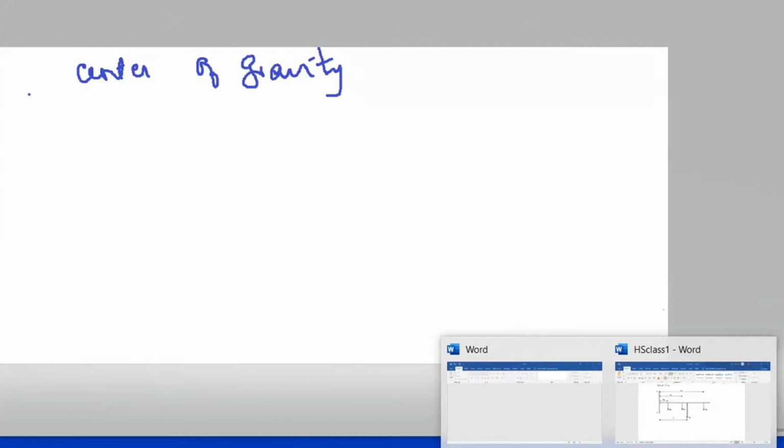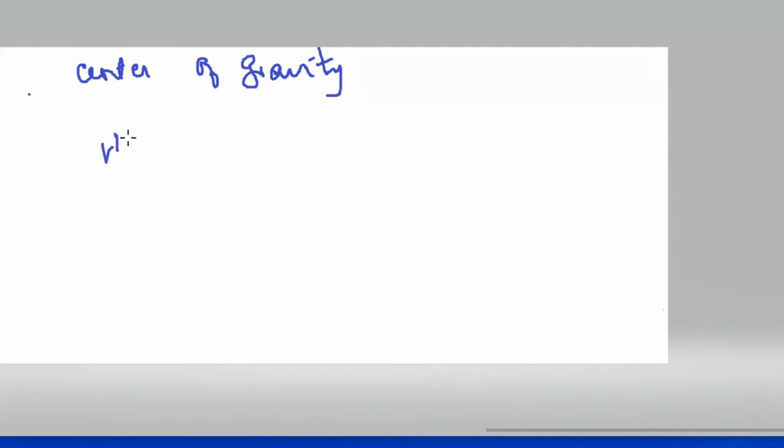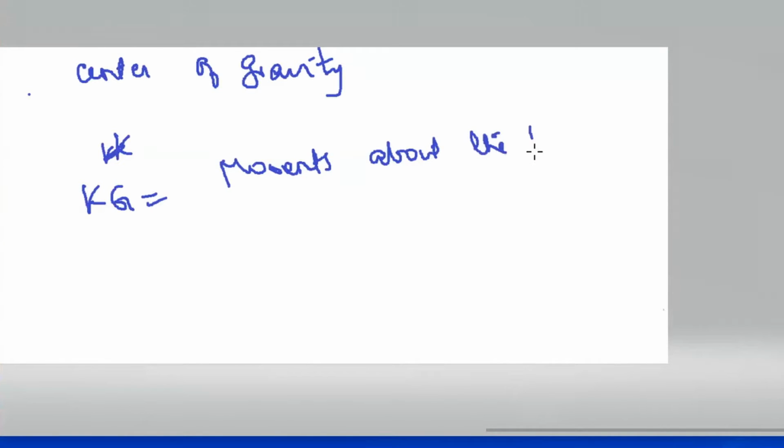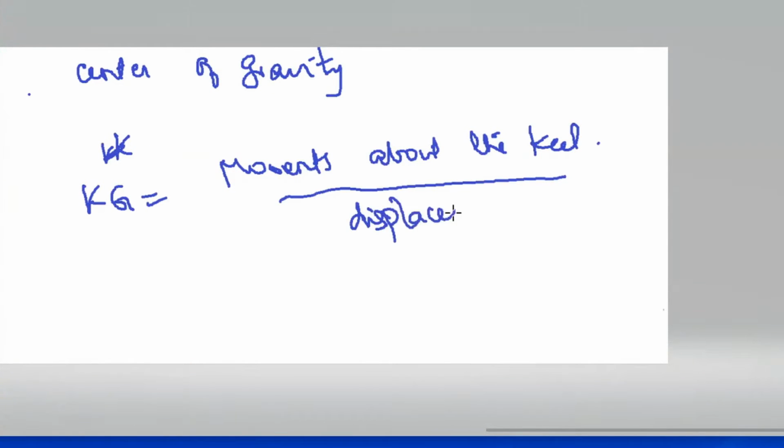There is nothing new I am putting here. It will look like this. KG will be equal to moments about the keel divided by displacement, total displacement. Displacement is the weight of the ship. So moment about the keel divided by displacement, that will come to KG, and so like this.